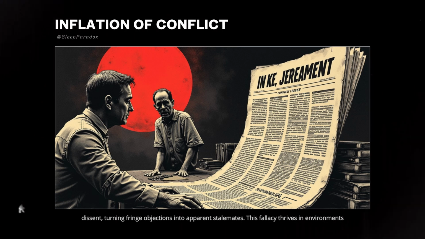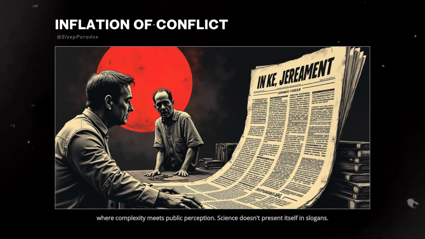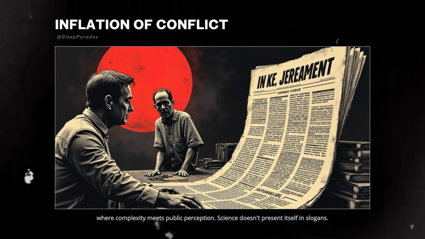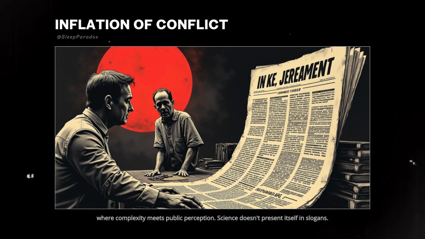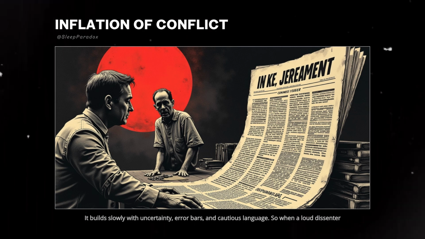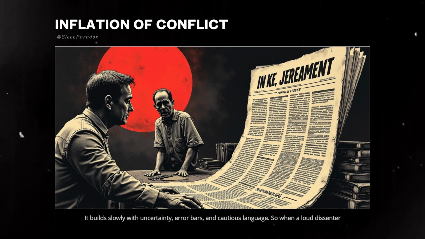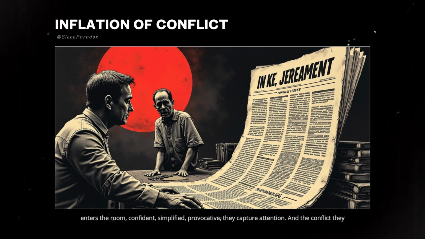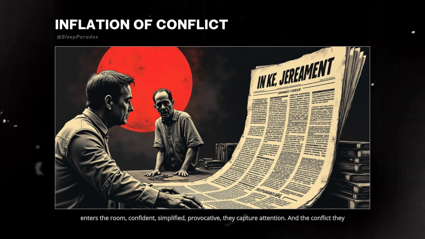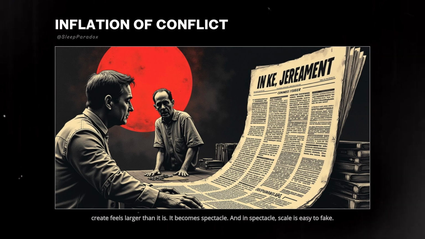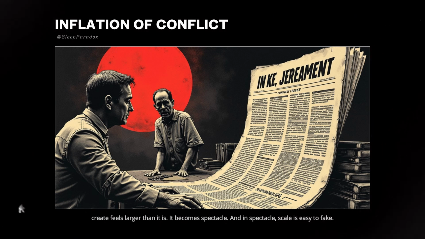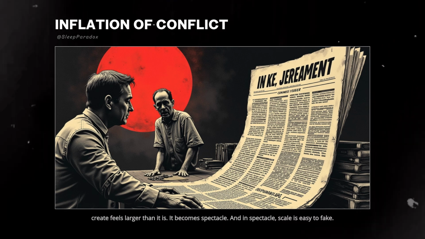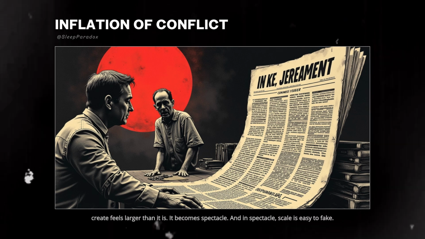This fallacy thrives in environments where complexity meets public perception. Science doesn't present itself in slogans. It builds slowly, with uncertainty, error bars, and cautious language. So when a loud dissenter enters the room, confident, simplified, provocative, they capture attention. And the conflict they create feels larger than it is. It becomes spectacle. And in spectacle, scale is easy to fake.